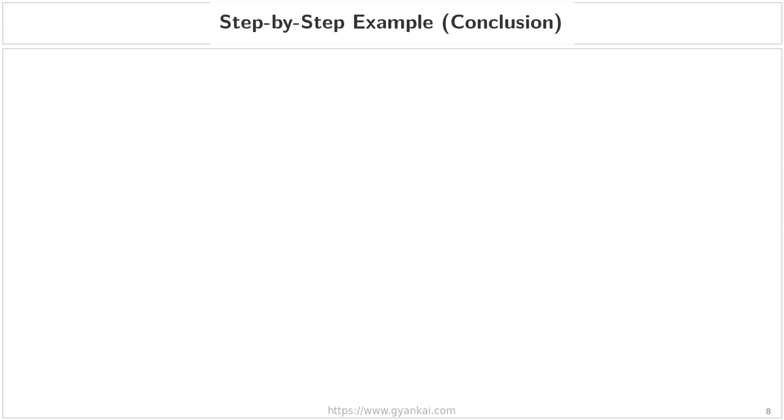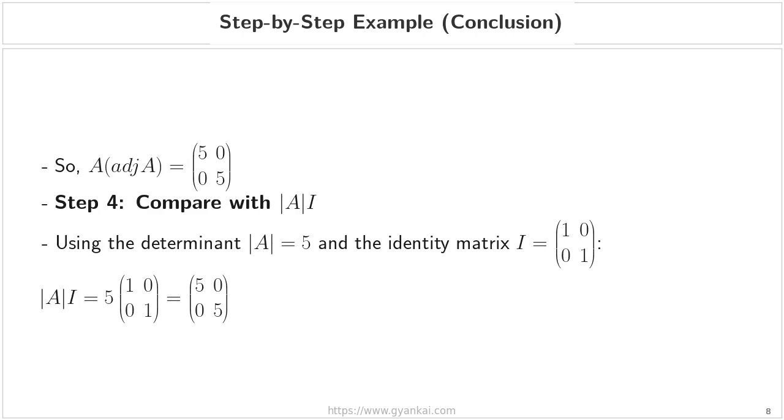Step-by-step example, conclusion. Now, let's look at the results of our multiplication from the previous step. As we just calculated, the product of matrix A and its adjoint results in a new matrix where the top left element is 5, the top right is 0, the bottom left is 0, and the bottom right is 5. This brings us to step 4, where we perform the comparison.